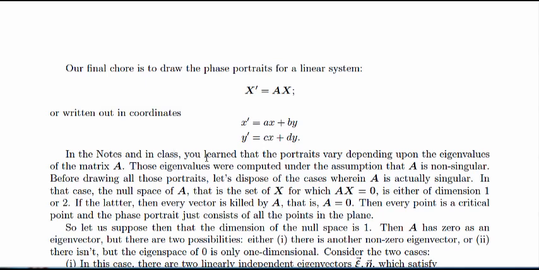You did also learn in class that the portraits for a linear system vary depending upon the eigenvalues of the matrix A. Those eigenvalues were computed in the notes and in class under the assumption that A was non-singular. And I'm going to draw representative portraits for each of the cases for the different eigenvalue possibilities. But we can also dispose of the case where A is actually singular. Your instructor may not have done that. So in that case, the null space of A, that is the set of x for which Ax equals 0, is not empty, and it doesn't consist just of 0. It's either 1 or 2-dimensional.